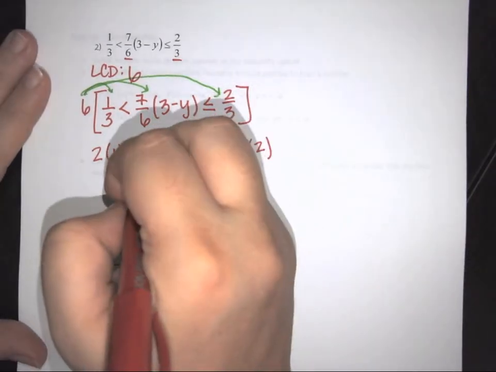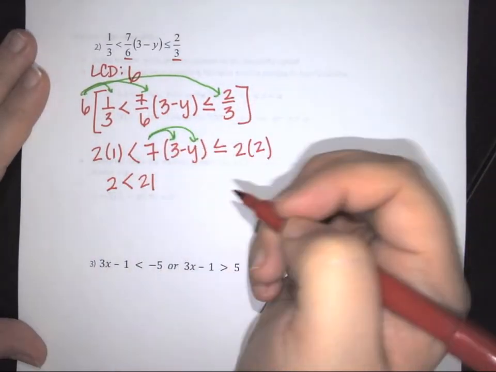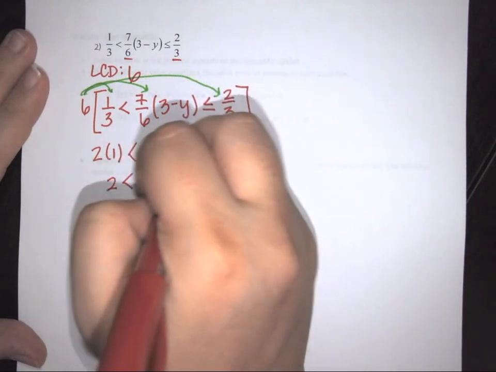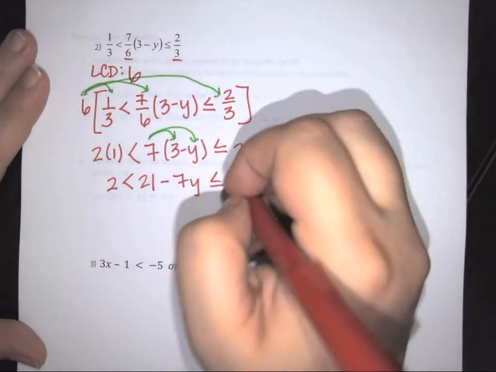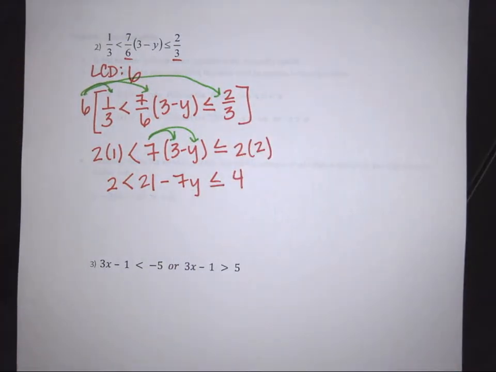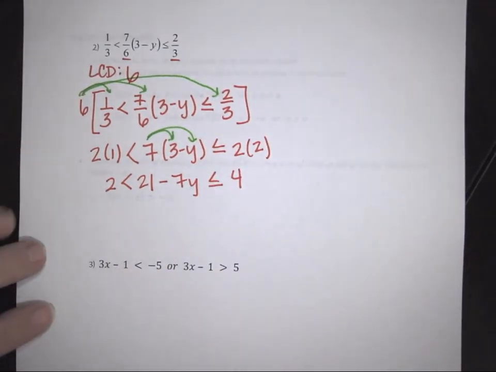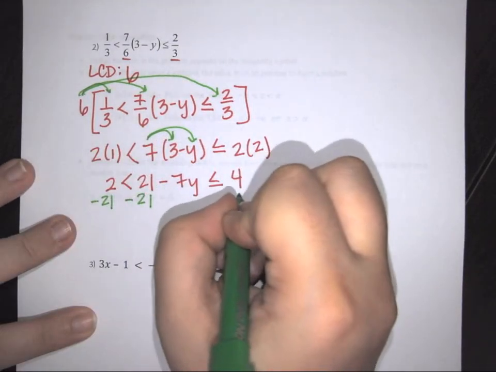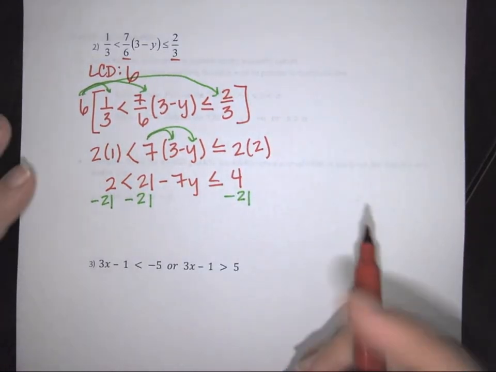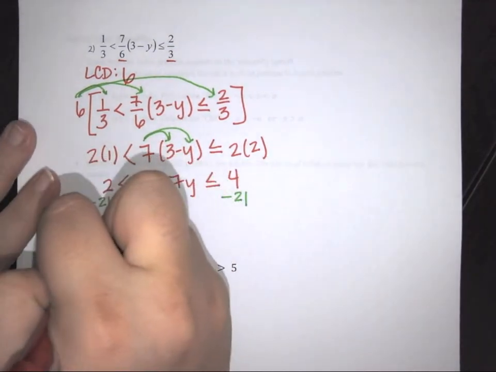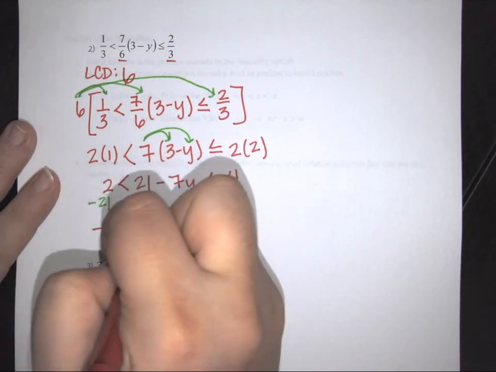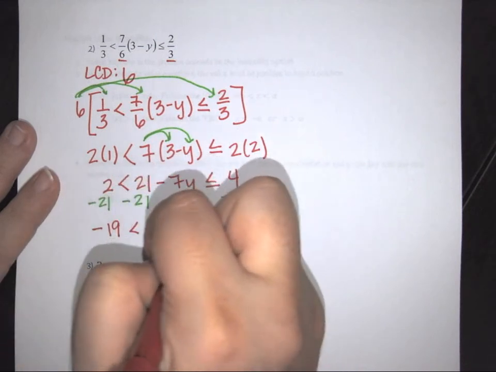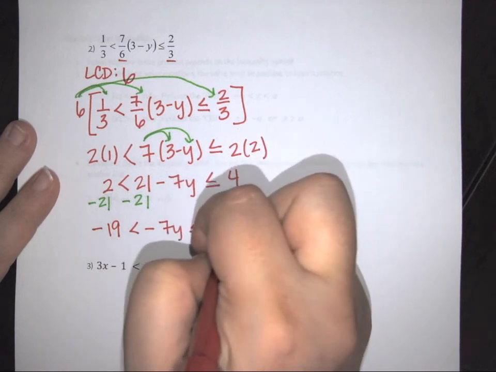And so here, 7 times 3 is 21. 7 times negative y is a negative 7y. My sign stays the same, and here I have 4. Now I need to get y by itself, and I have a linear inequality which makes it easy. So the first thing I would do is subtract this 21 from all 3 sides. And then in doing so, I'm going to get negative 19 is less than negative 7y is less than or equal to negative 17.